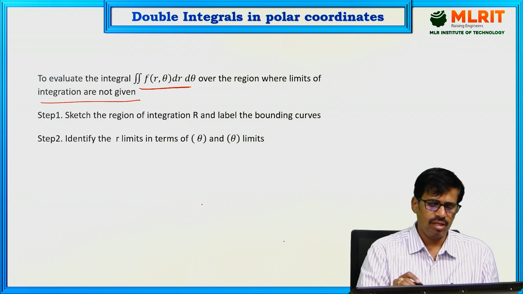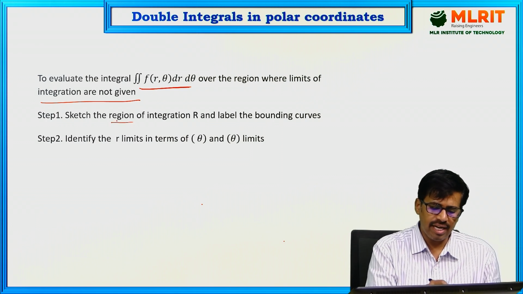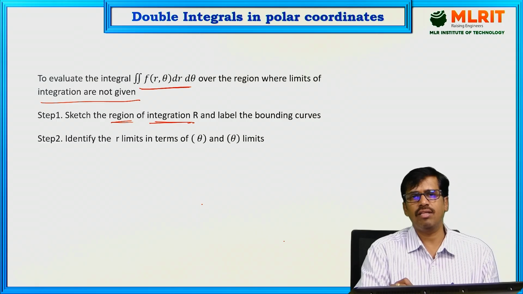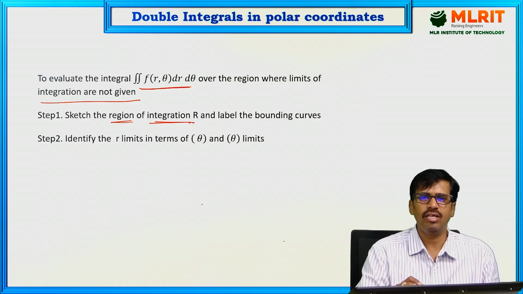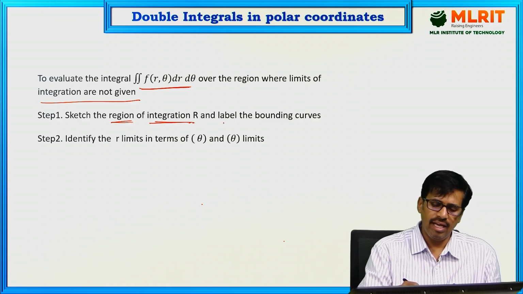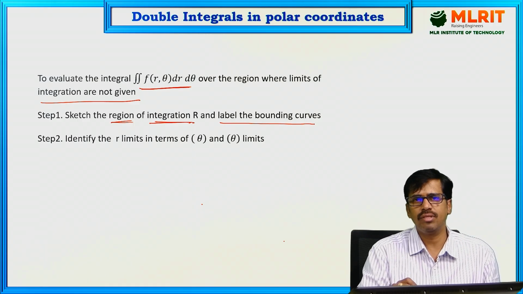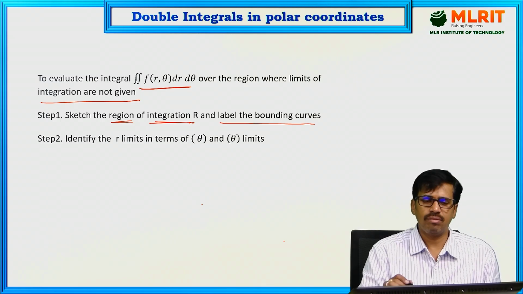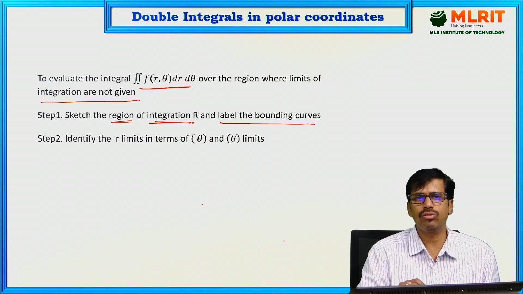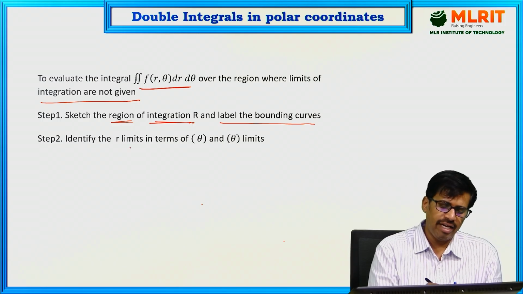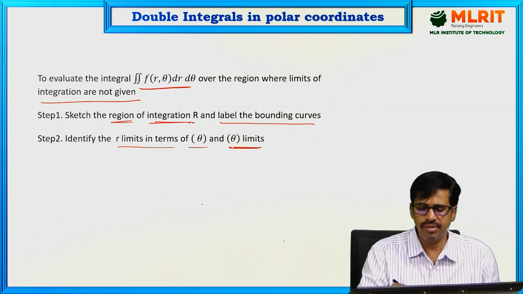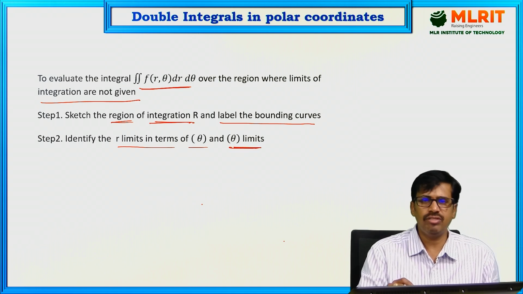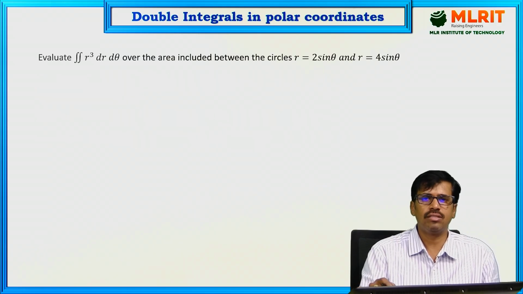In this case, the procedure is, first sketch the region of integration. Is it in the first quadrant or first and second quadrants or what? We have to identify the region of integration, and after identifying the region of integration, label the bounding curves and corner values, then identify the limits for r in terms of theta. The r limit should be in terms of theta and theta limits as constant limits. Once we identify limits for r and theta, it is easy to evaluate the double integral. Let us evaluate one problem.